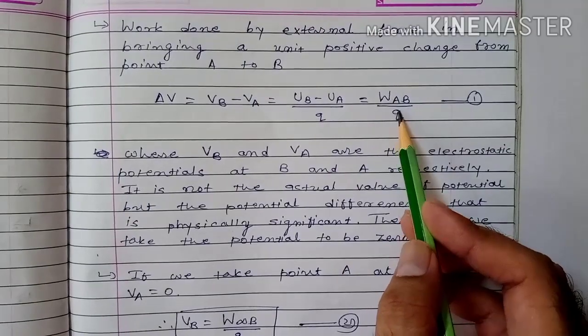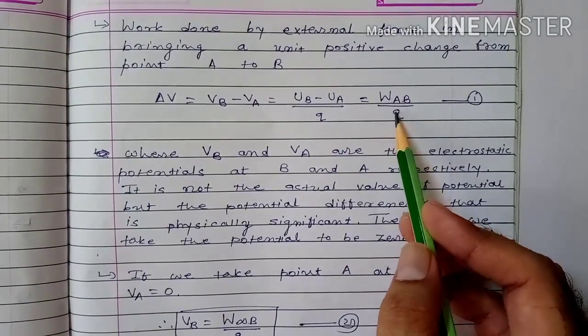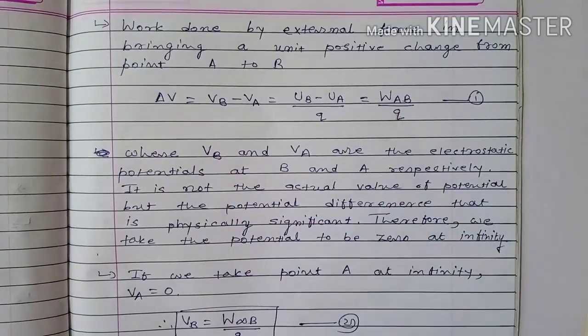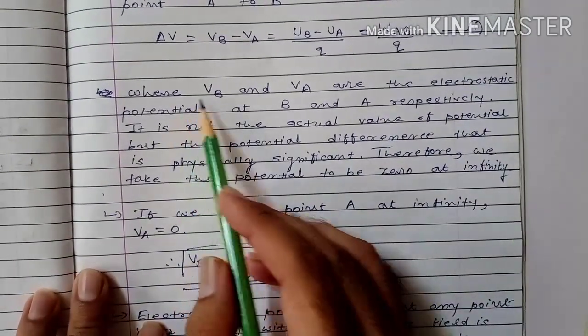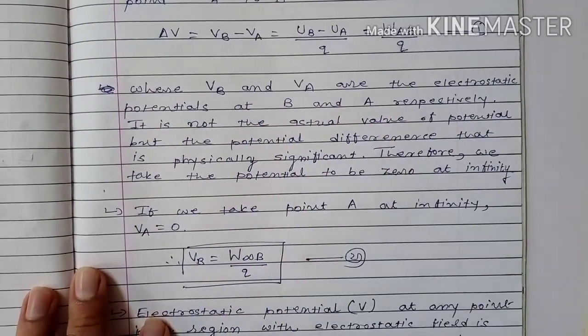Q is the test charge. This is not the original charge, that is the charges of configuration. This is the test charge. Work done per test charge will give you change in potential. Equation number 1, where VB and VA are the electrostatic potentials at B and A respectively.